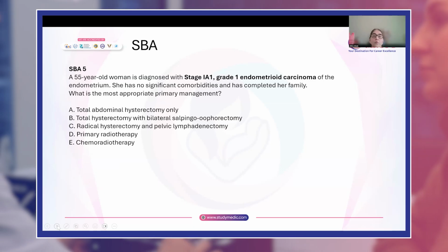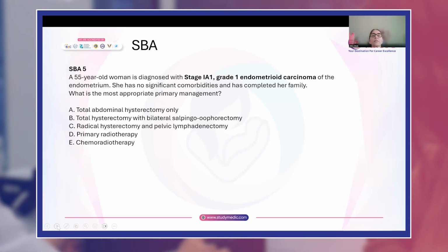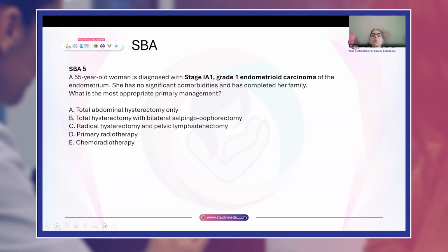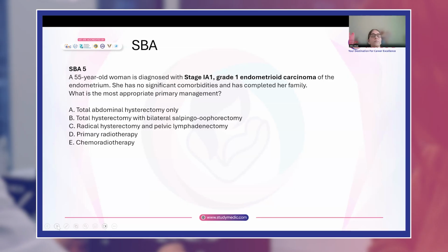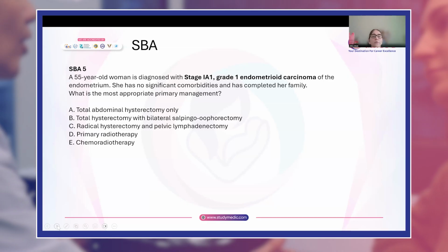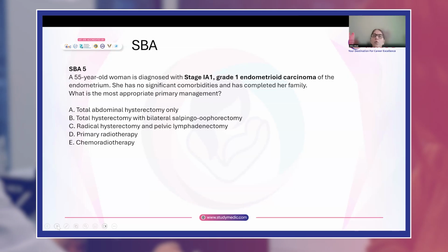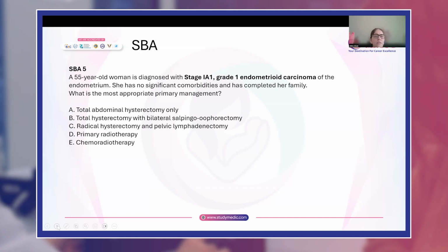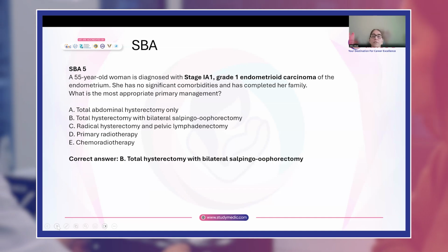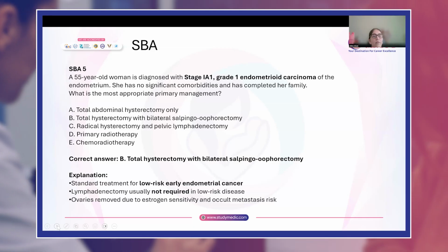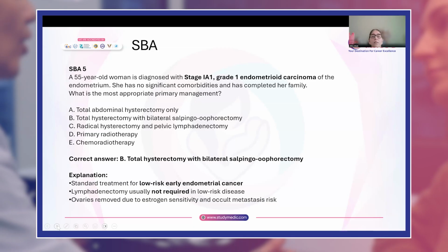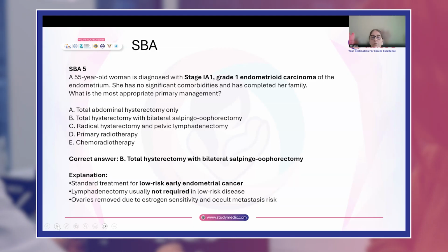Now coming to some of the management options. So you have this 55-year-old woman, stage 1A1, grade 1 endometrial carcinoma, no significant comorbidities, she has completed her family. Okay, most appropriate primary management for her. So this is a woman who has a low risk disease. Stage is 1A1 and it is grade 1 endometrial. She has completed her family. So you will offer her total hysterectomy with bilateral salpingo-oophorectomy. Okay, because this is the standard treatment for low risk early endometrial carcinoma. There is no LVSI in stage 1A1. So that is why no lymphadenectomy is required.